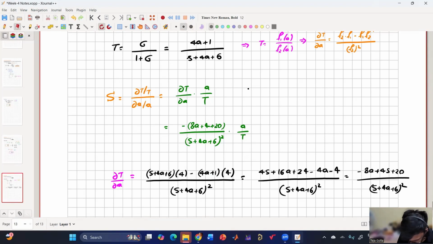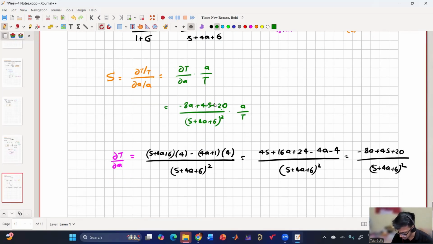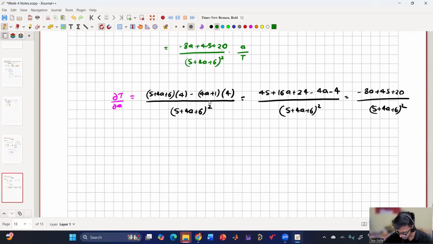Yeah, I think you have told correctly. I have written it here in a wrong way. So whatever you have told is right. So this is minus 8A plus 4S plus 20. Yeah, so whatever you have said is correct. So now if you calculate sensitivity S, A by T, sir. Yes, A by T also I'll calculate.